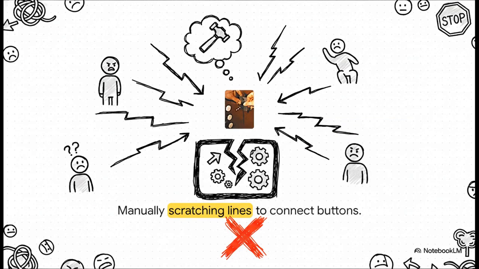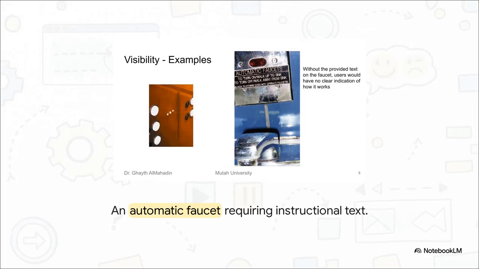In fact, the design failure here was so extreme that it required human intervention. Someone actually had to take a sharp tool and physically scratch lines into the metal panel just to connect the buttons to their corresponding floors. They had to force the system's functions to become visible. And when users have to literally vandalize your product just to understand it, your design has absolutely failed. Going back to that automatic sink from earlier, if a faucet requires a massive multi-line paragraph of text physically printed on it just to explain how to get water, visibility has entirely failed. Without that text, a user would have absolutely no clear indication of how the thing even works.